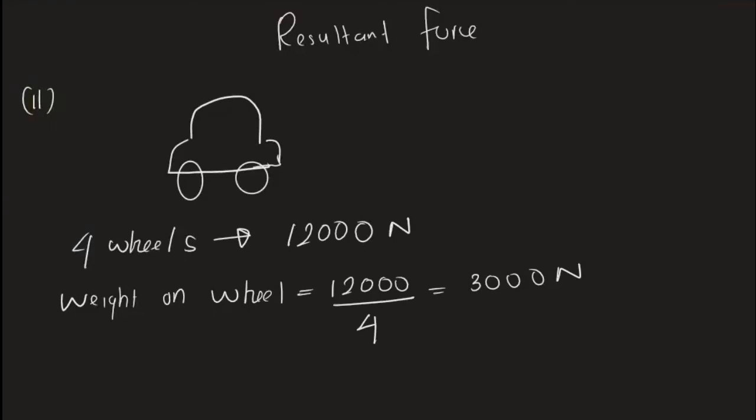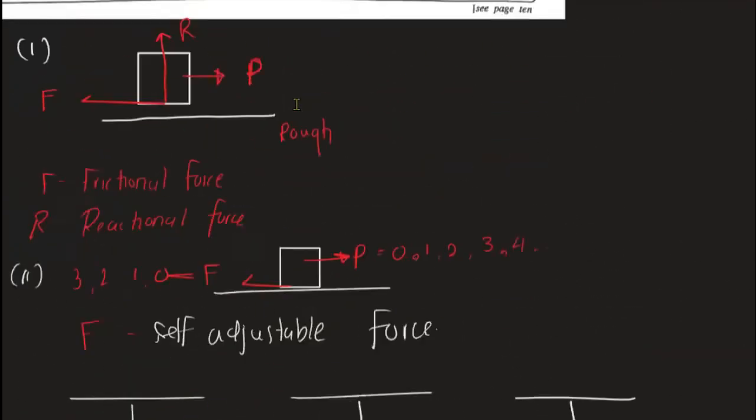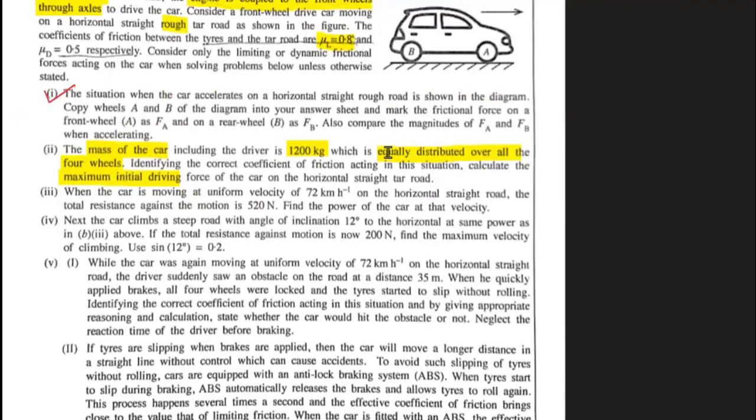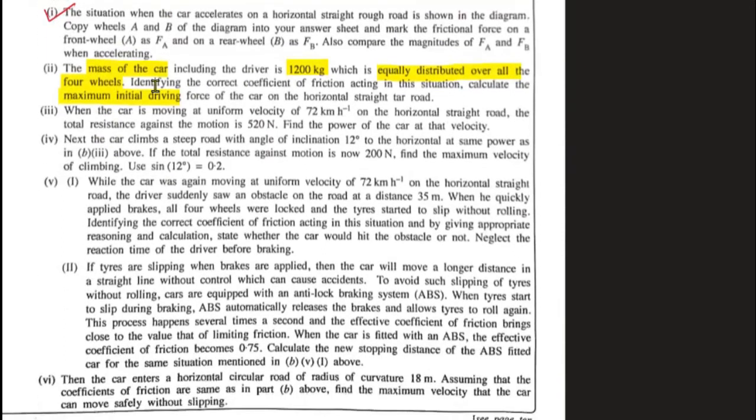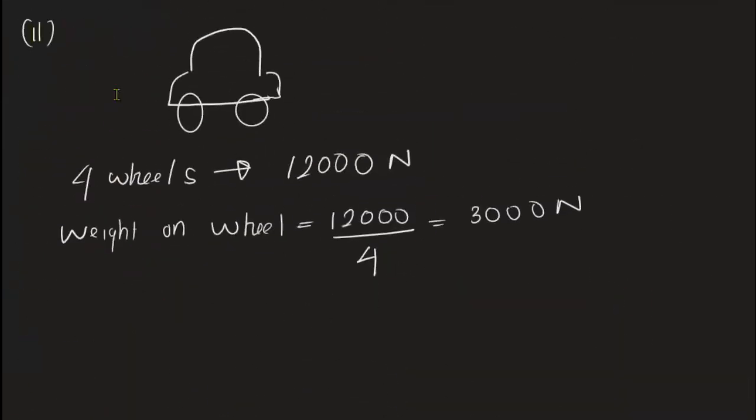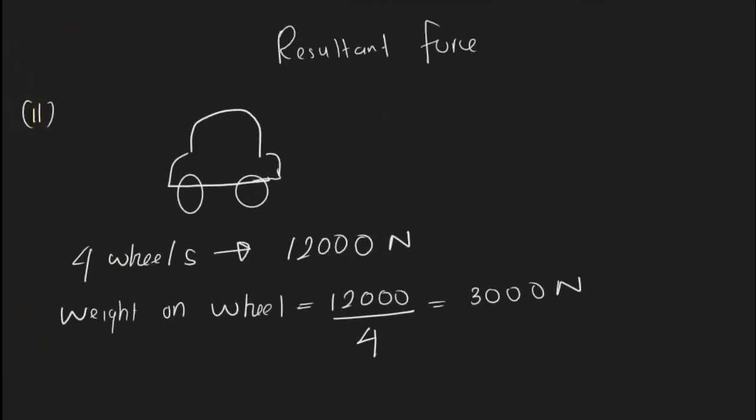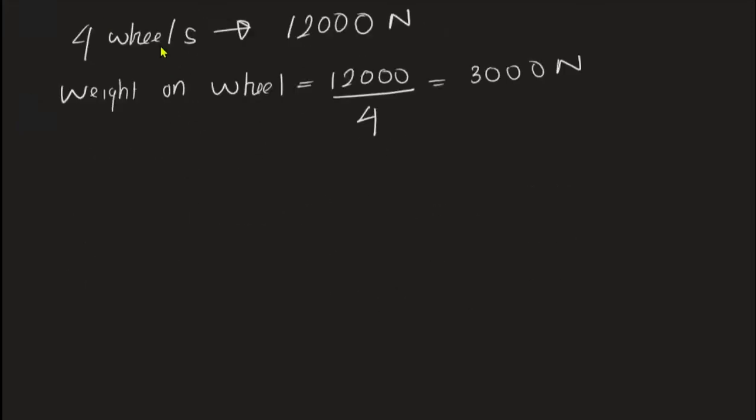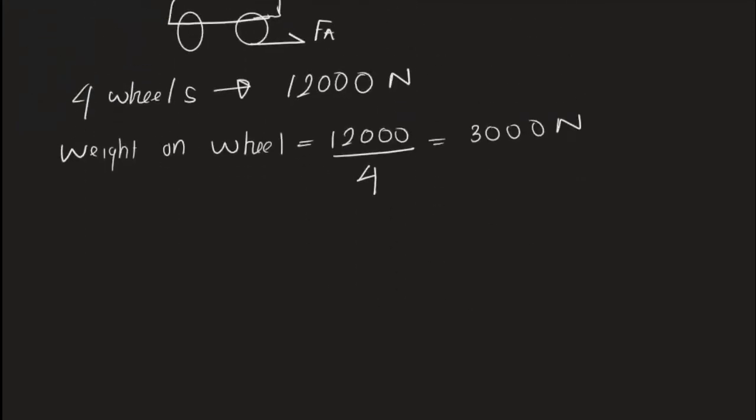So simply it's going to be 3000 Newton acting on one wheel, because like they have said, equally distributed over all the 4 wheels, right? Okay. And then they are asking, calculate the maximum initial driving force. We need to find the initial driving force, right? Driving force is given due to FA. FA is the driving force actually, right? So let us find that. First of all, let's find this FA.